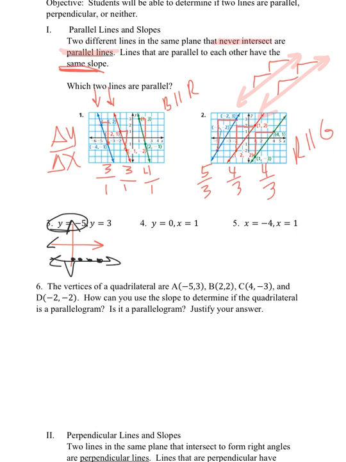So the same thing with y equals 3. That would be over however many, up 3. Over however many, up 3. So when you see y equals 3, that is another horizontal line. So these are a set of parallel lines. These two are parallel.